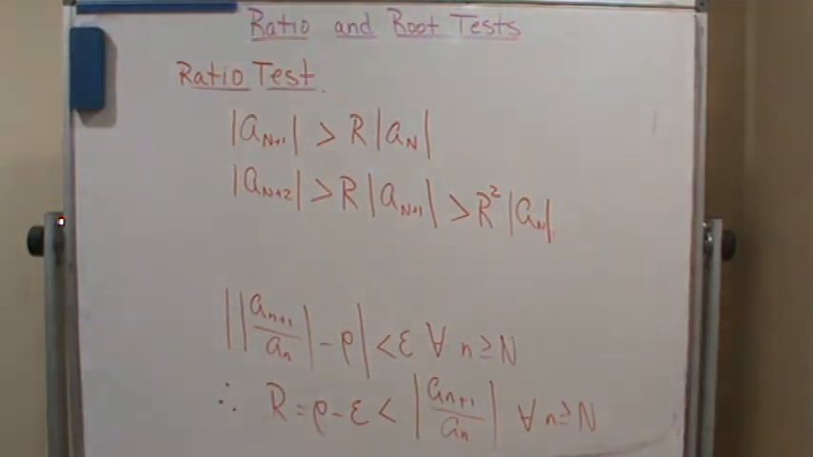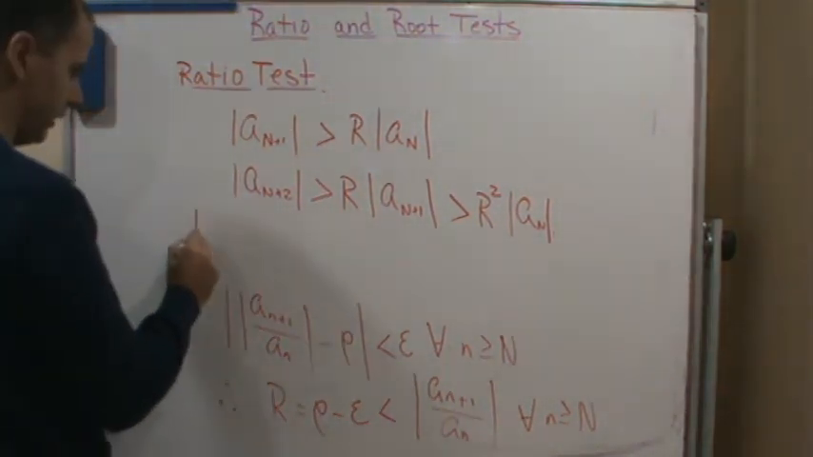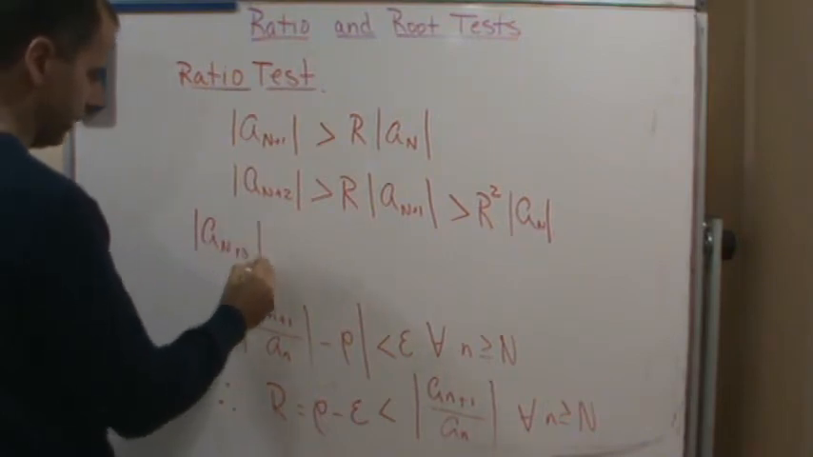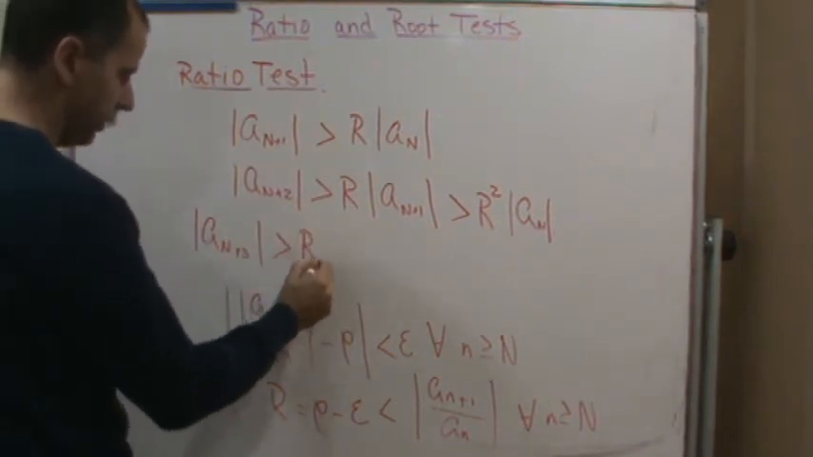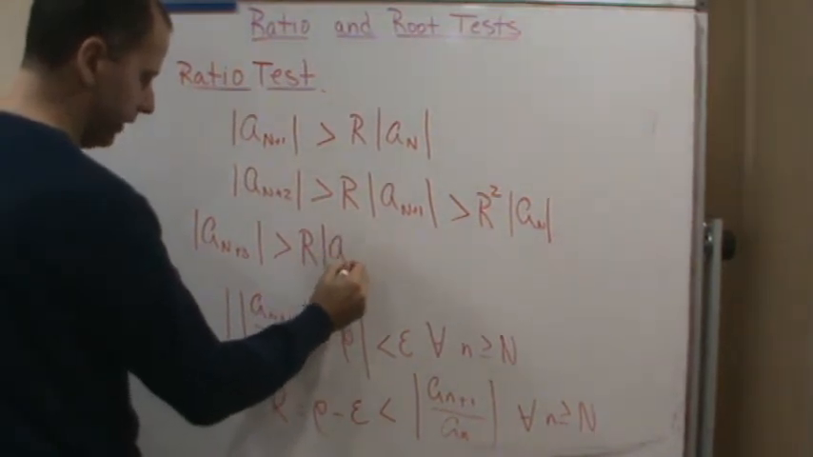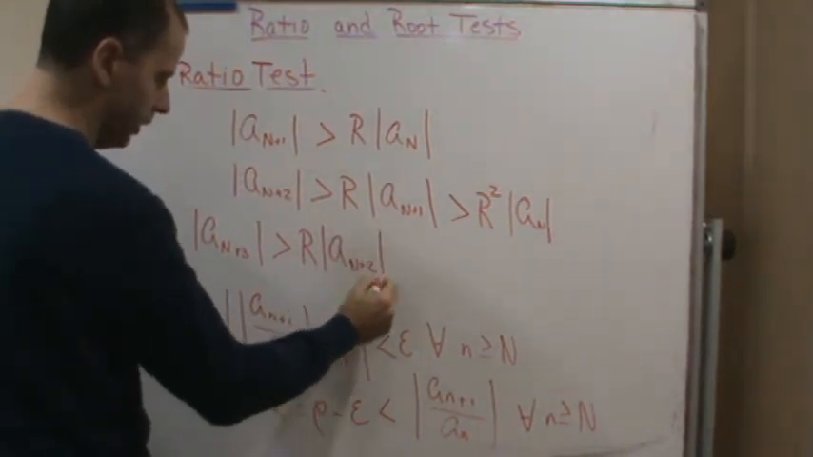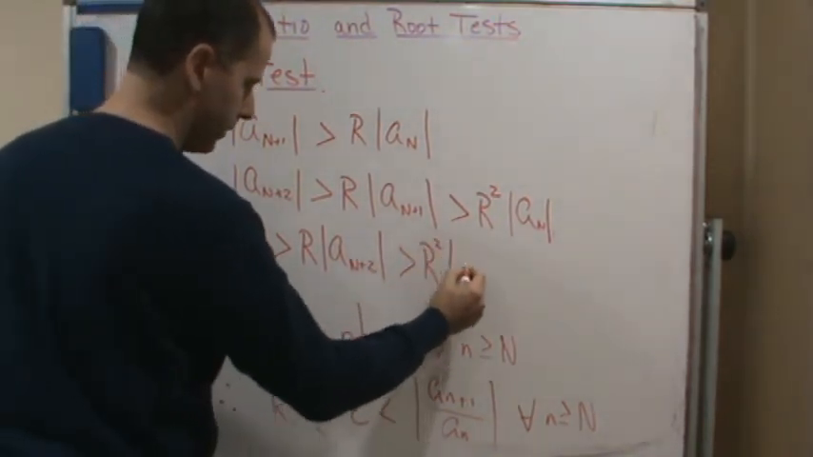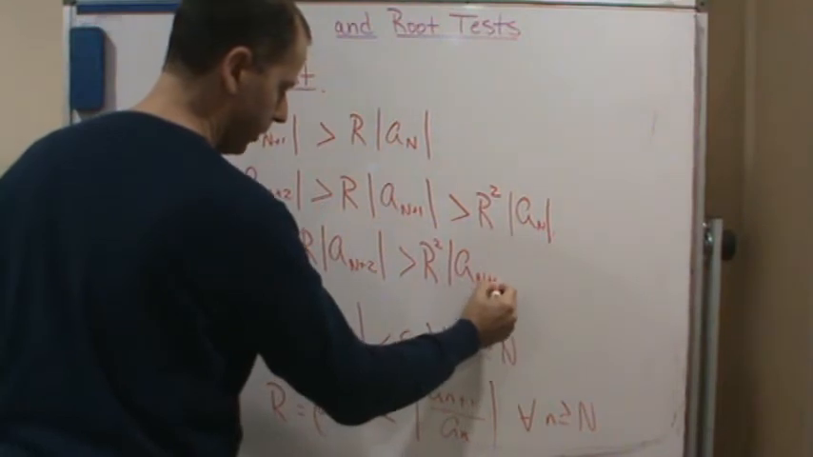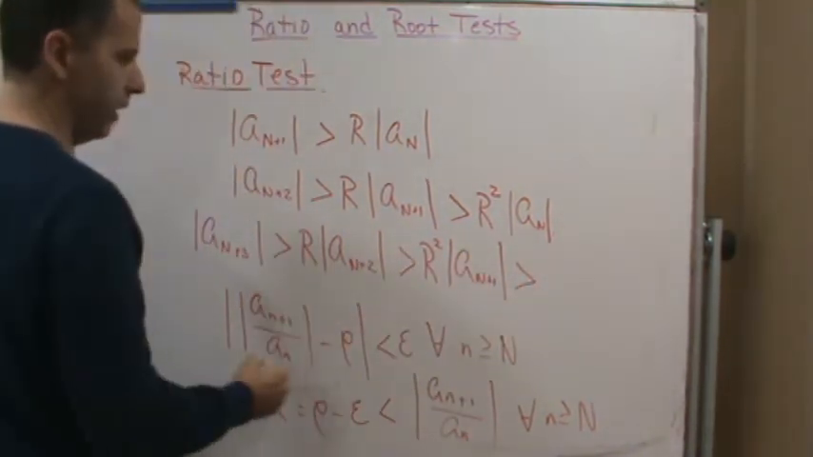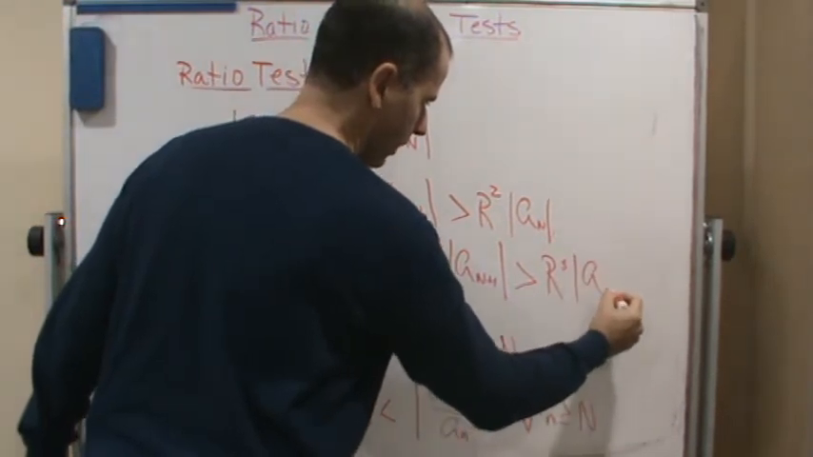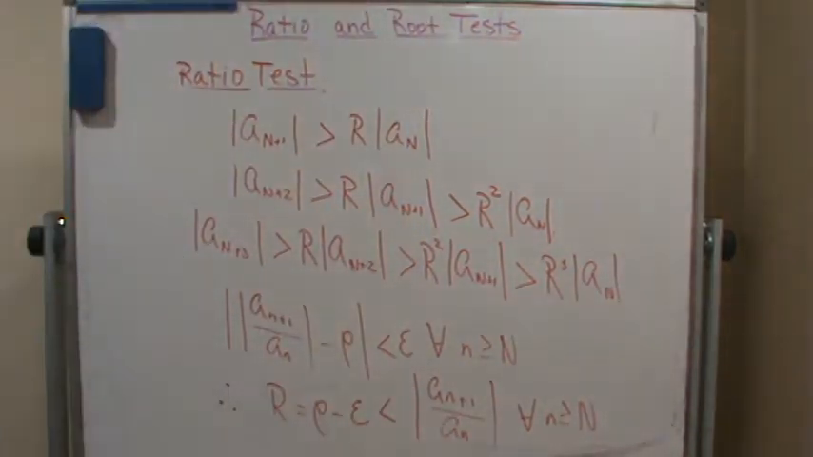And then of course we can continue on and say a sub n plus 3 is greater than R times the absolute value of a sub n plus 2. And then this is going to be greater than R squared times a sub n plus 1, which is going to be greater than R cubed times the absolute value of a sub n, and so on and so forth.